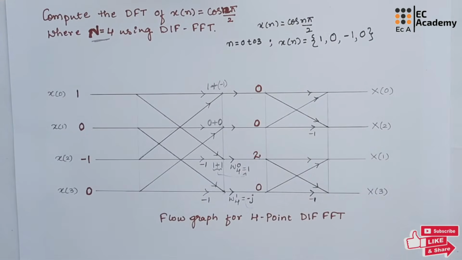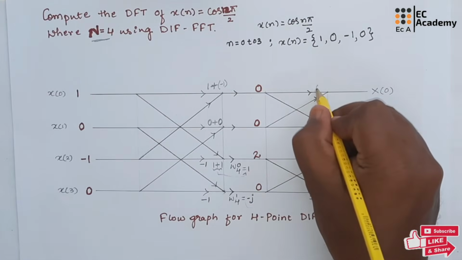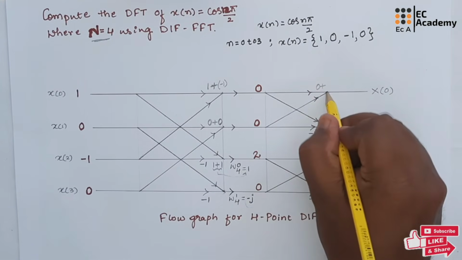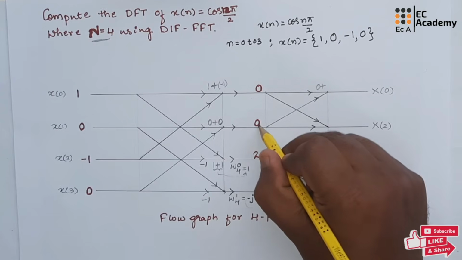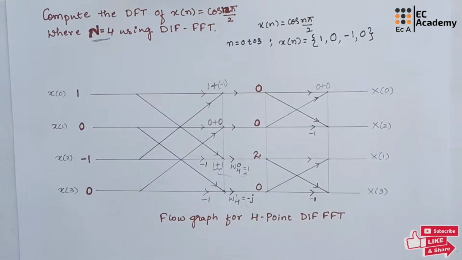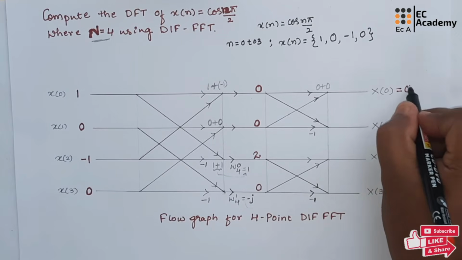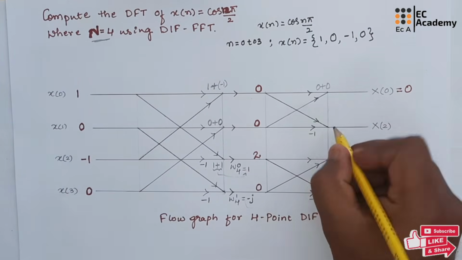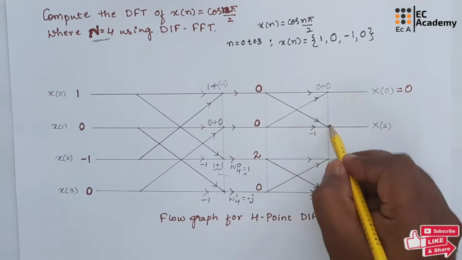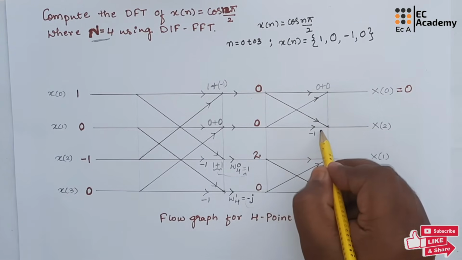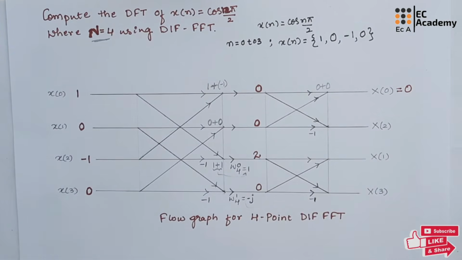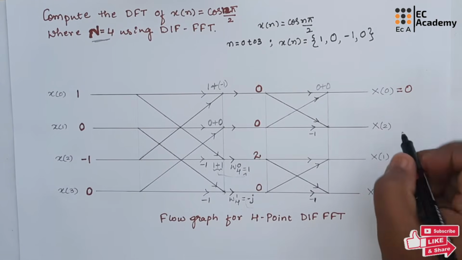Now, let us find the output at this point. It is 0 plus, we are getting the signal from this line, it is 0. So, x of 0 is equal to 0. Now, to find the output at this point, it is 0 plus 0. So, x of 2 will also be equal to 0.